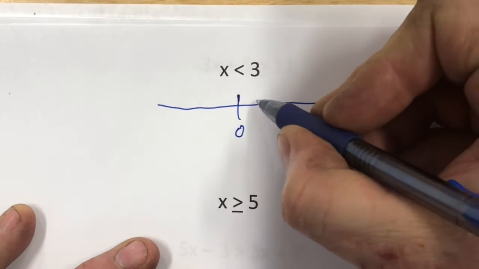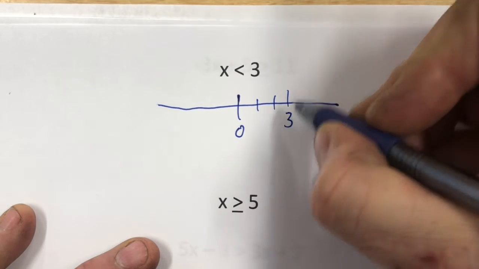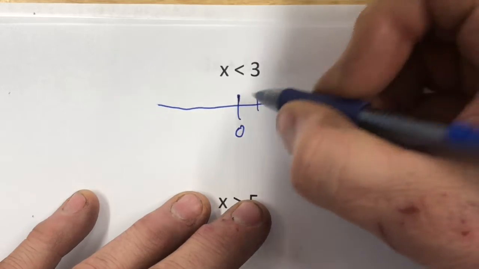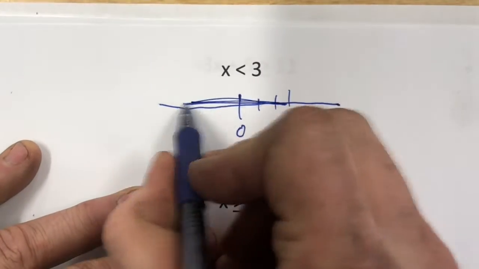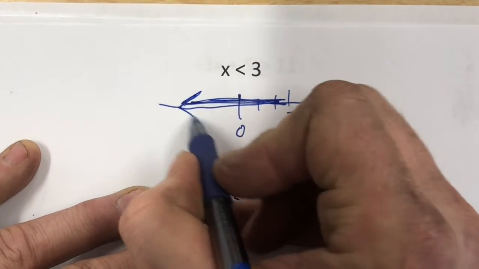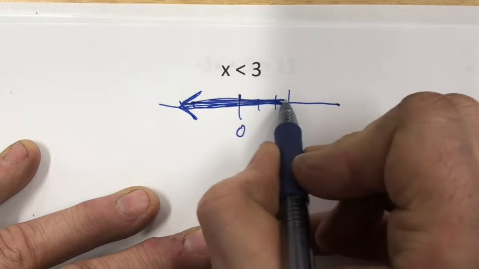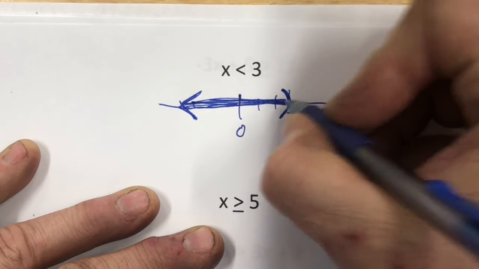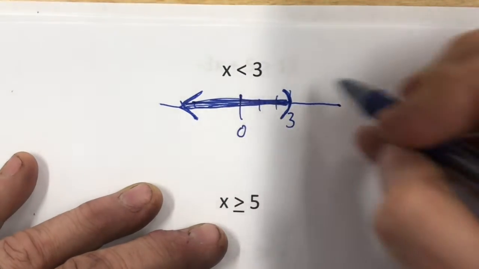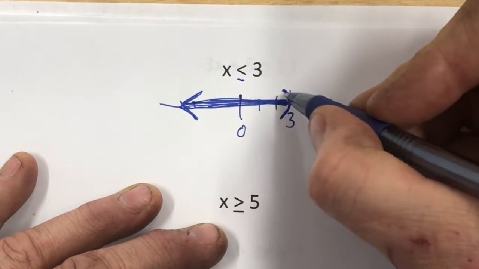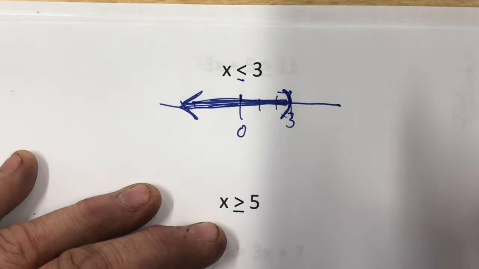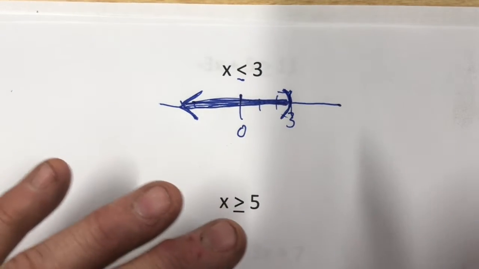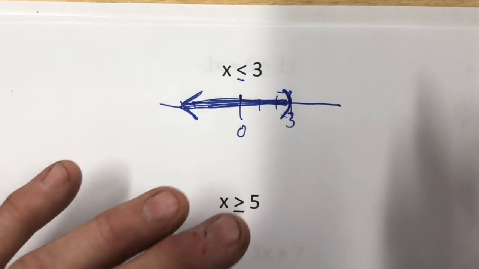Here's 0, and right here's 3. Okay? So it's less than, which means it's going this way. So we're going to have an arrow going this way like this. I should have got a different color. And then right here, we're going to have a parenthesis because it does not include 3. If it had the equal to line, we'd put a bracket there, which means it includes the 3. But this is how we draw it as an inequality, or as a graph.